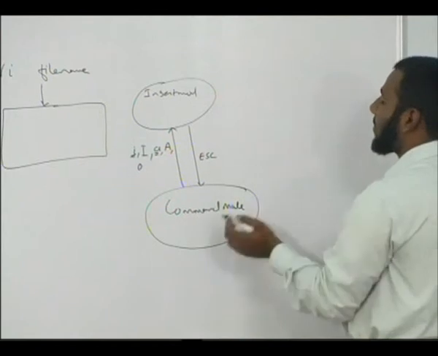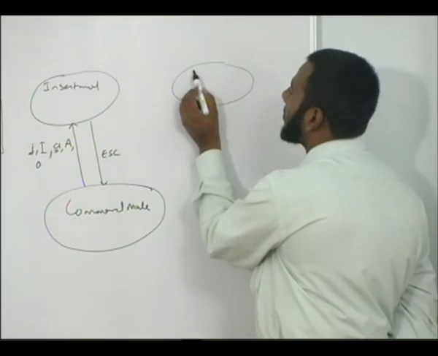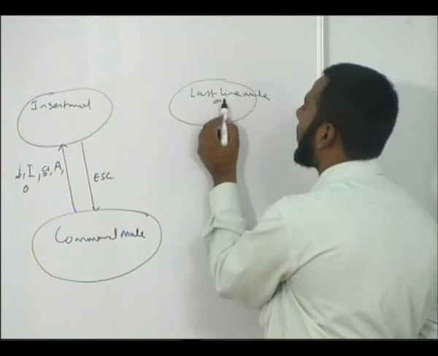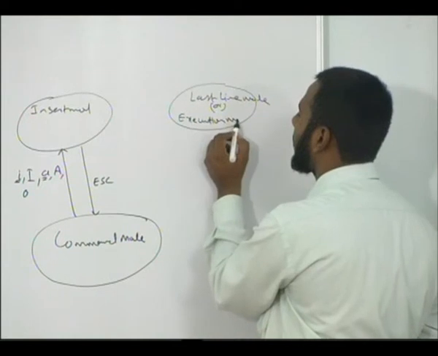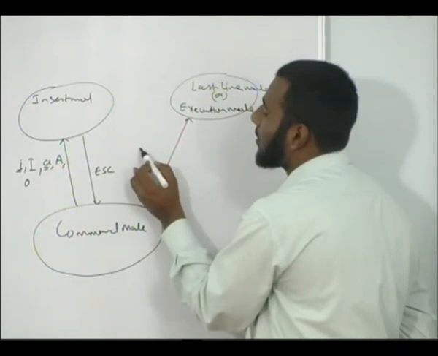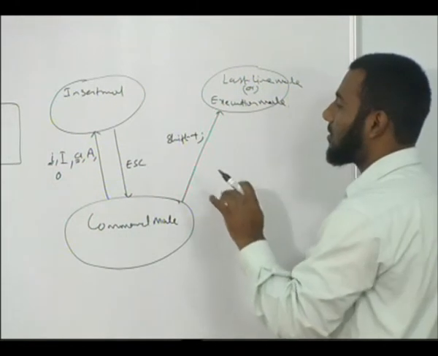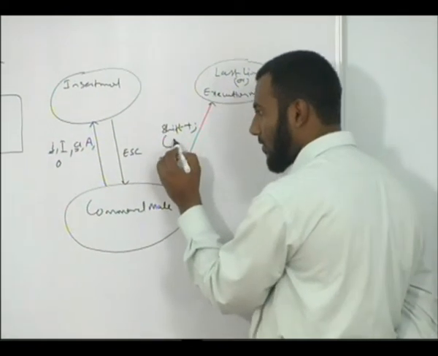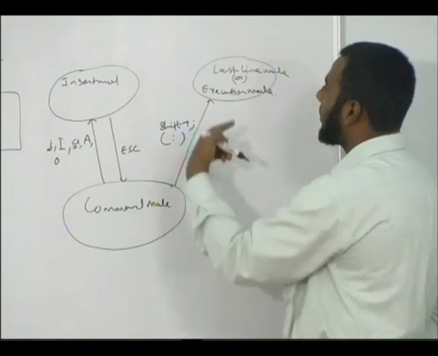Similarly, from command mode, if I want to move to last line mode, which is also called execution mode, we can press shift plus semicolon, which takes you from command mode to line mode. Actually, we are using this colon to move from command mode to last line mode.